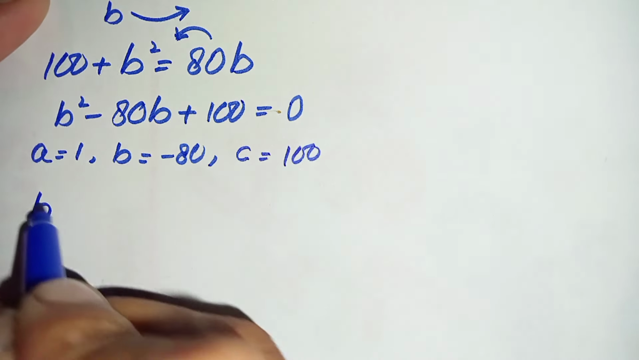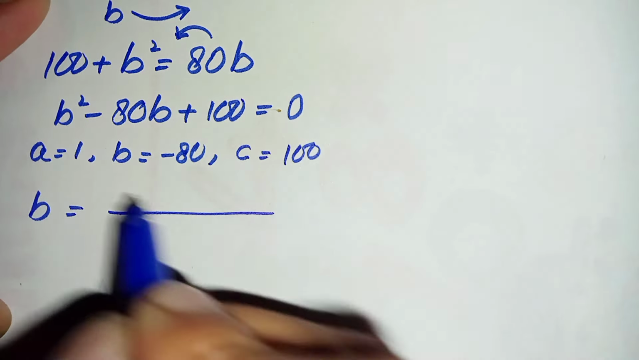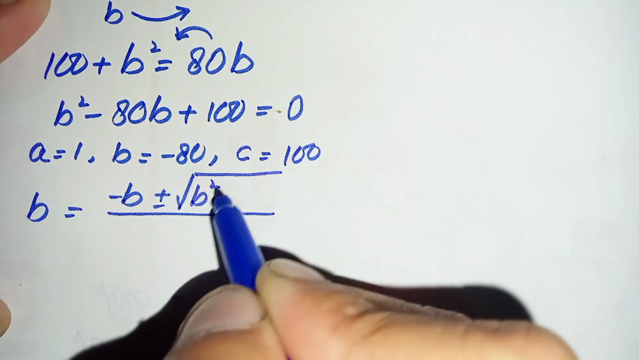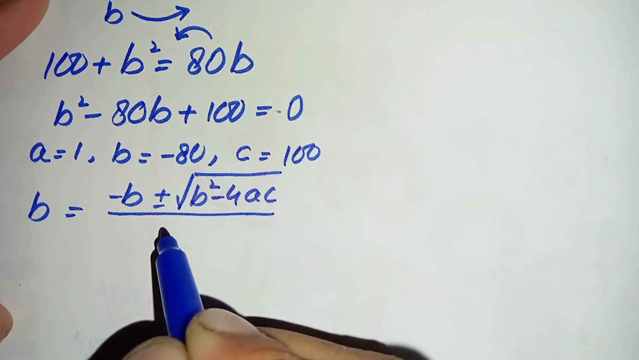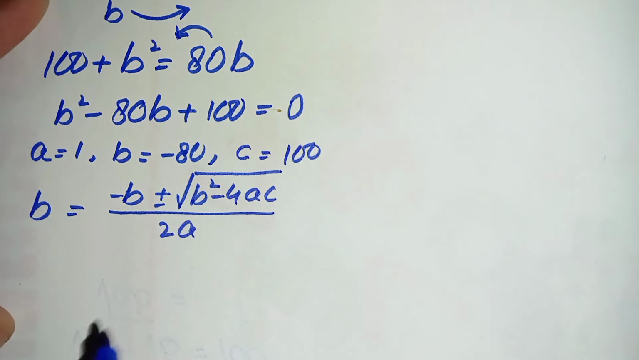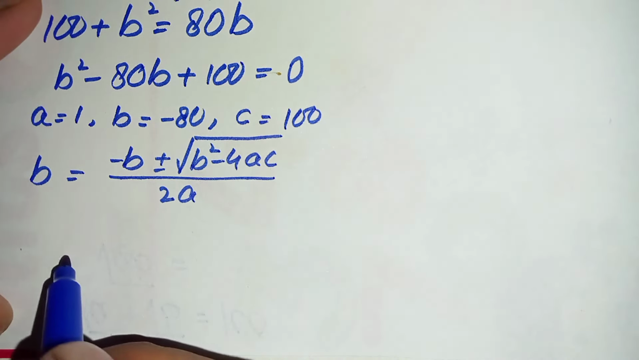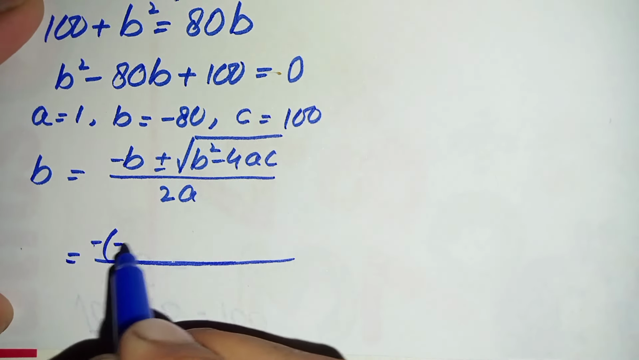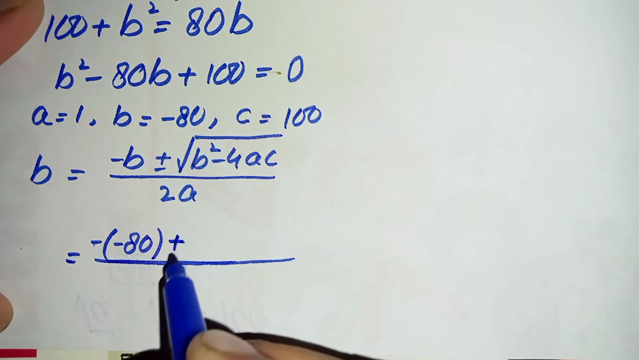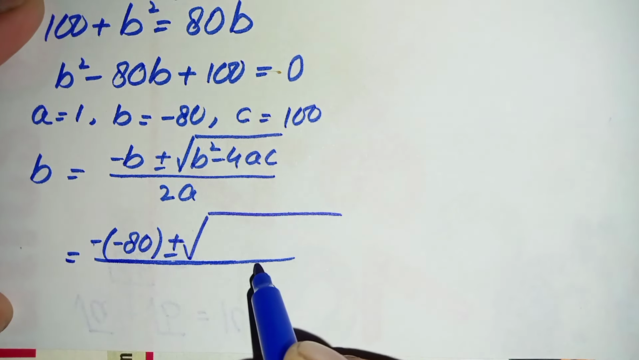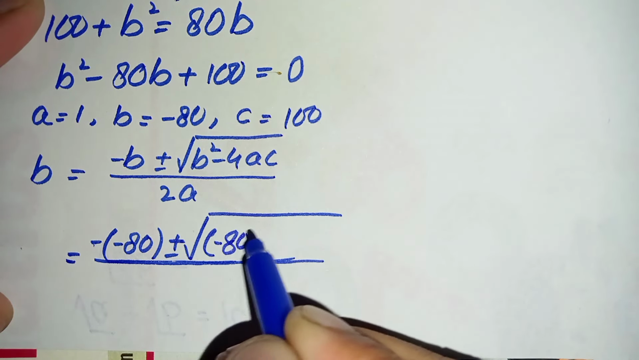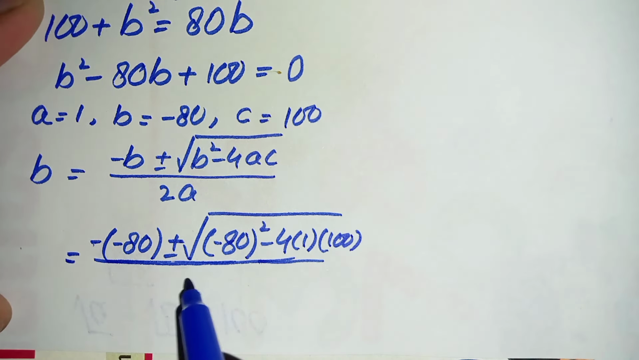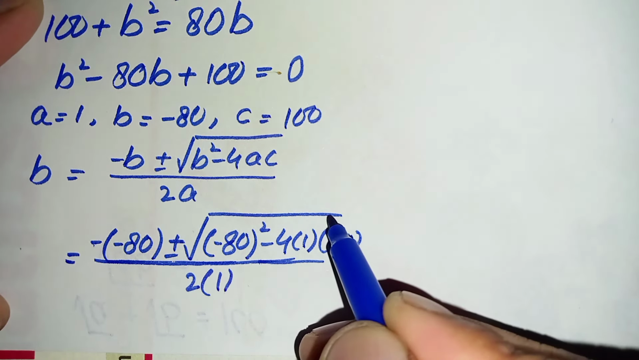The quadratic formula is b equals minus b plus minus square root of b squared minus 4ac divided by 2a. Let us substitute the values of a, b, c. So this will become minus b, where b is minus 80, plus minus square root of b squared, where b is minus 80, minus 4ac divided by 2a. The value of a is 1.